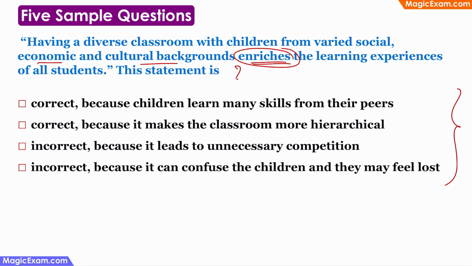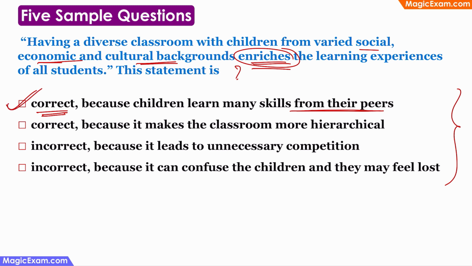Because when children interact with each other, right, they can learn from each other. Or when children participate in a discussion, they bring their own opinion, their own perspective, experiences, then the other children can learn from the experiences of these children from different backgrounds, right? So when you look at all the answer choices, it says correct, because children learn many skills from their peers. So yes, these children from varied social, economic, cultural background, they enrich the learning experiences. This is correct. And children learn from their peers, that they can learn from each other. So this is a positive statement and this is the correct answer.